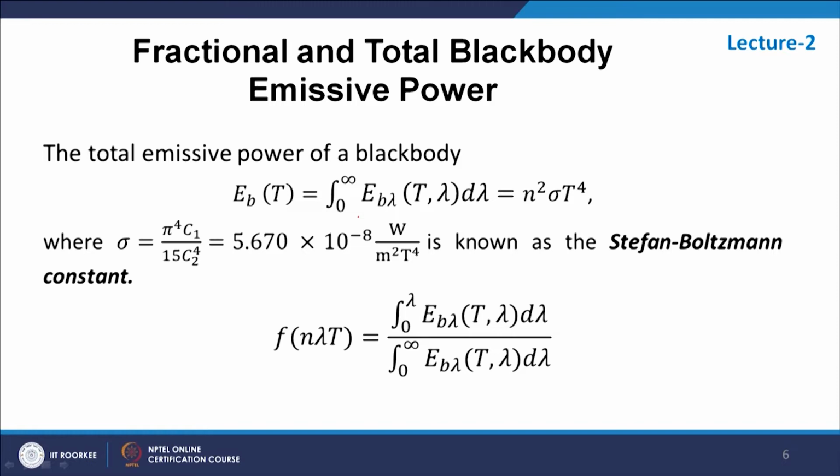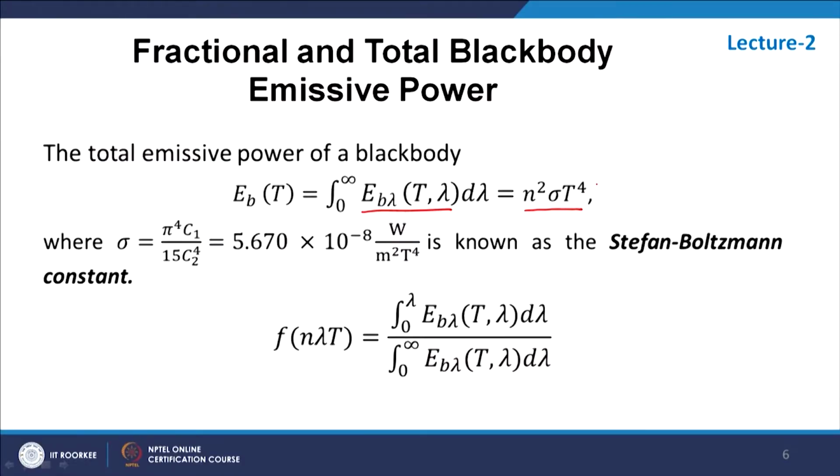The total emissive power of a black body can easily be calculated by integrating the spectral black body emissive power over all the wavelengths. Here I have used the integration from 0 to infinity just to represent that we are considering the smallest wavelength possible and the largest wavelength possible. When we integrate the Planck function over all the wavelengths, what we get is n square sigma T to the power 4. This is something you are all familiar with, the Stefan-Boltzmann law, and the total black body emissive power is proportional to T to the power 4.